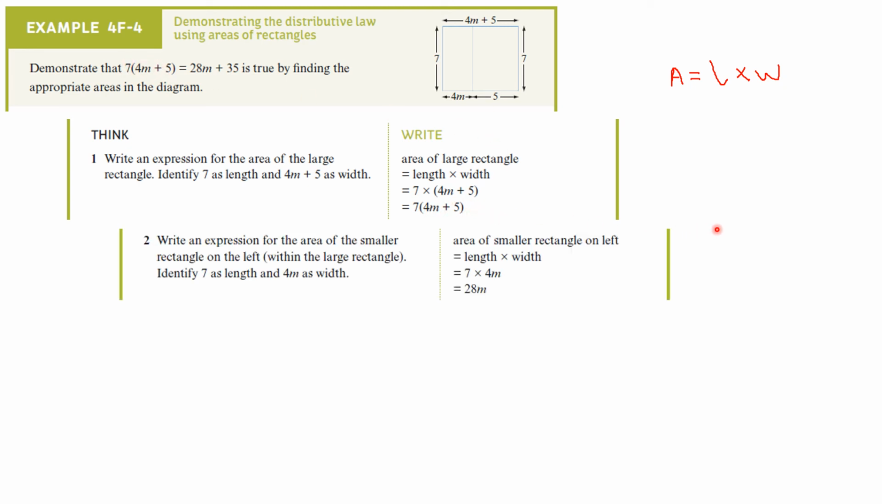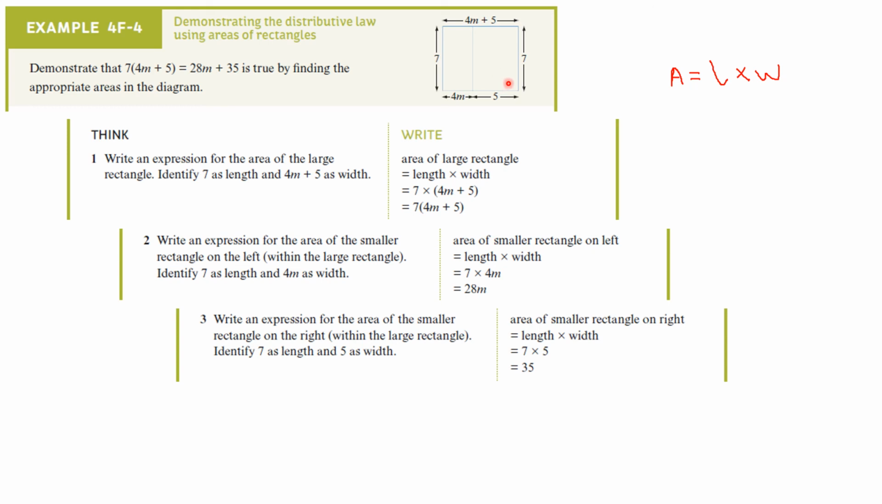Now we move on and we're going to find the area of this rectangle here on the left, the small one. It shows me here that width is 4m. So this 4m needs to get multiplied here by the length, which is 7. So I write it as 7 times 4m. Simplify that, 7 4s are 28, and the m next to it.